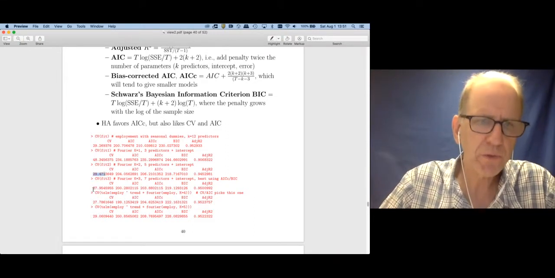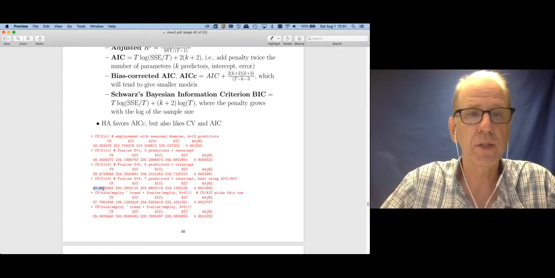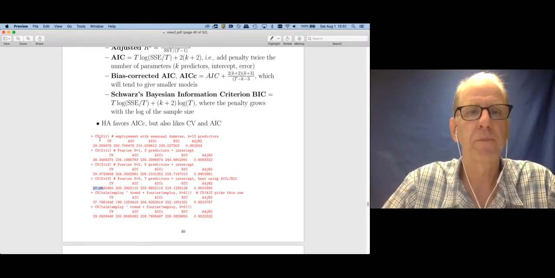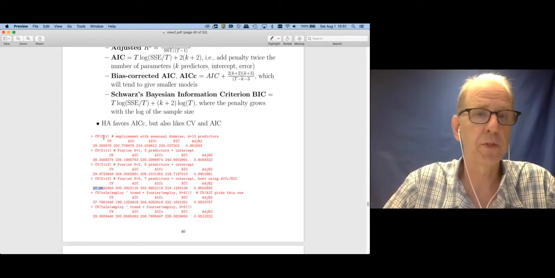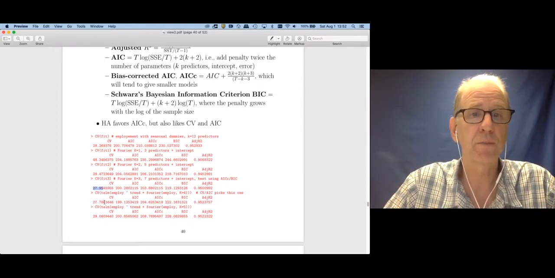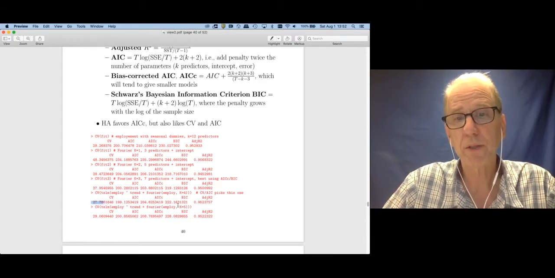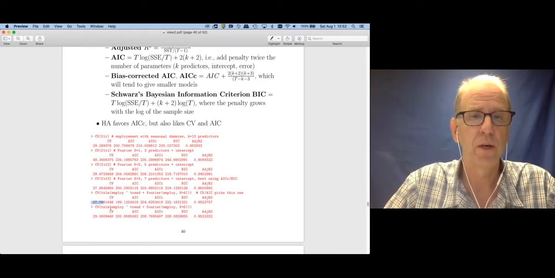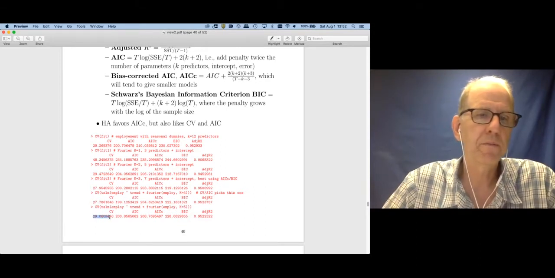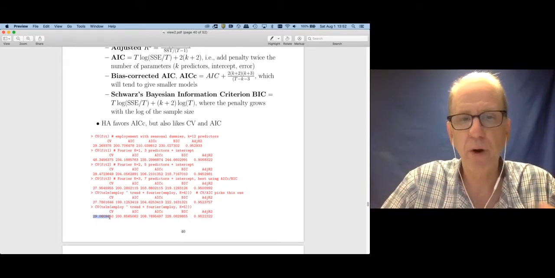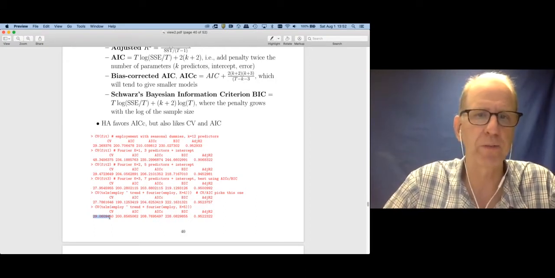If I take 3 Fourier terms, you can see I actually beat the dummies, and I do the same if I have 4 Fourier terms, although the decrease is getting less. By the time I go out to 5 Fourier terms, what you'll see is that errors are getting worse. So I'm probably overfitting at that point.